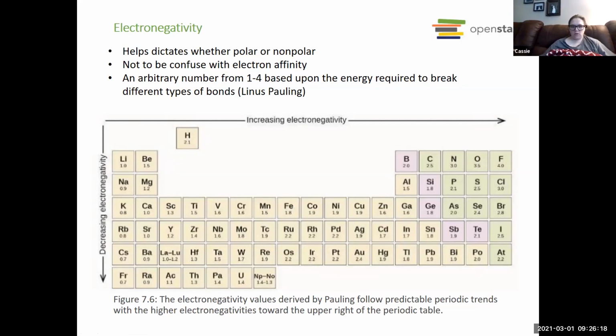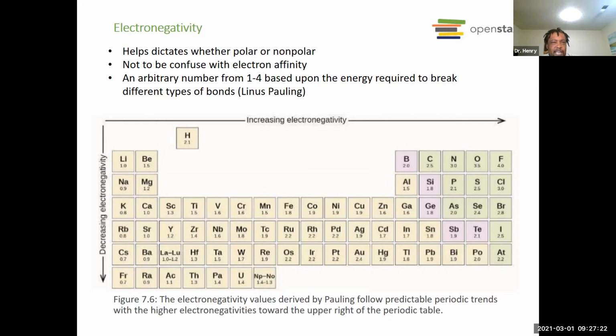What determines and also helps us dictate whether something is polar or non-polar is called the electronegativity. Now, it's not to be confused with electron affinity. Electronegativity is like this arbitrary number that goes from basically 0 to 4, 4 being the highest, 0 being the lowest. Things that are more electronegative, such as fluorine, get that 4 value. It's based on this guy named Pauling, who came up with these values and tested them to get an idea relative to each other.